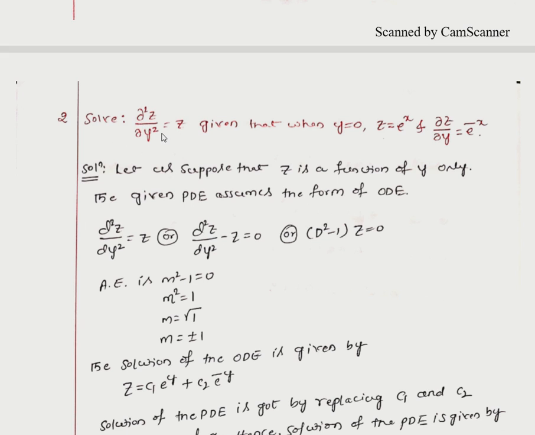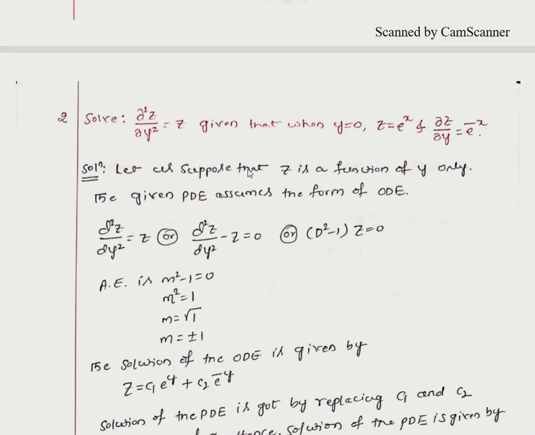How to find the solution of homogeneous partial differential equation? Let us assume that z is a function of the independent variable y only, and keeping x as constant. In the previous problem, that is the dou z by dou x, we assumed z is a function of x, but here what is the independent variable? Y. Therefore we assume that z is a function of y only, and keeping x terms as constant.